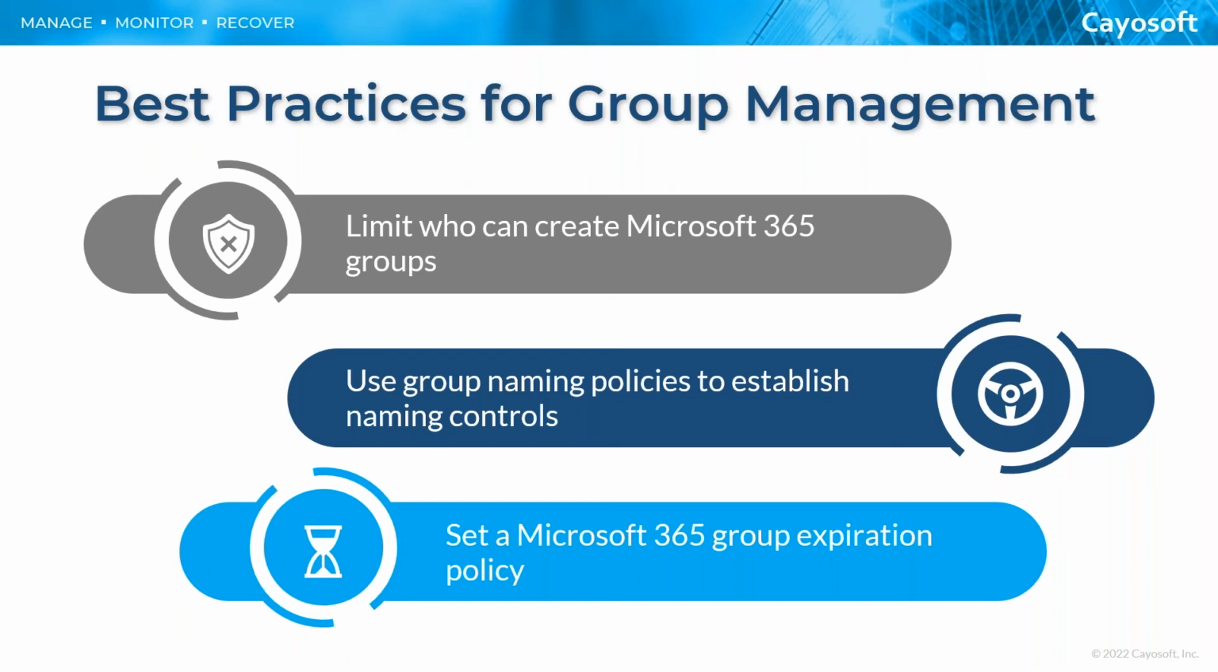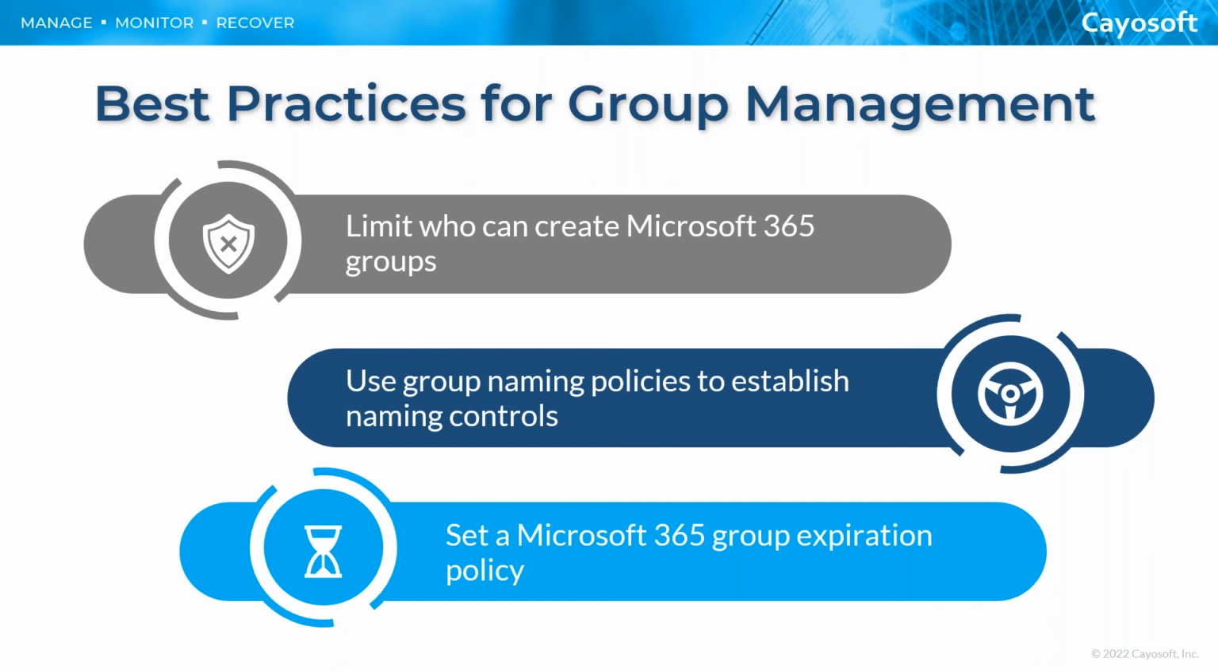Now, one other thing that you can do is set up a Microsoft 365 group expiration policy. The basic idea behind a group expiration policy is that after a certain length of time, unless a group is renewed, it just goes away. So that way you're essentially expiring old groups, and that can cut down on group proliferation.